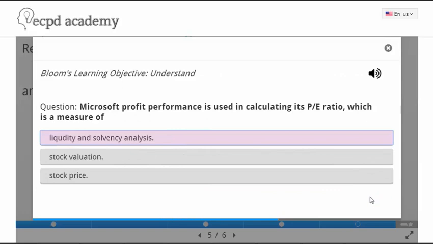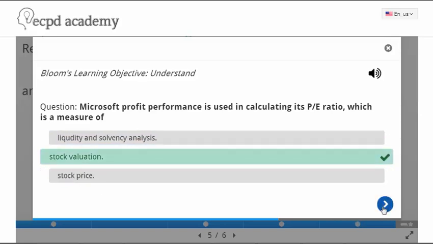The second question states that profit performance is used in price-earnings ratio, actually as the denominator, but the question is asking what is a price-earnings ratio based on the context of the reference links. The answer is stock valuation. That concludes our lesson for the scope of financial statement analysis.